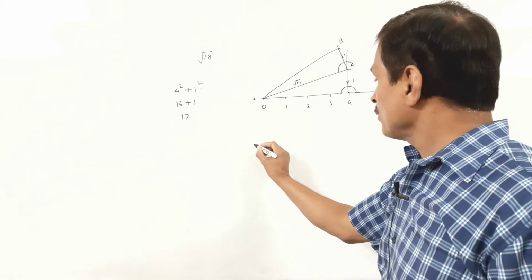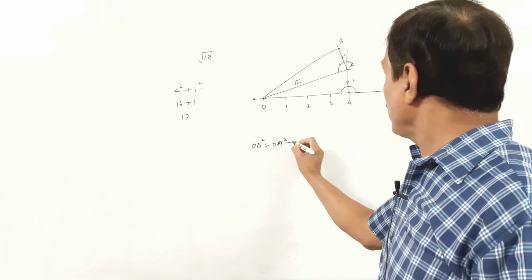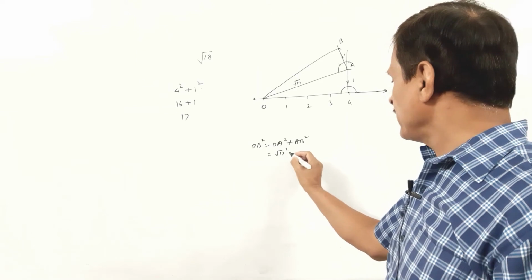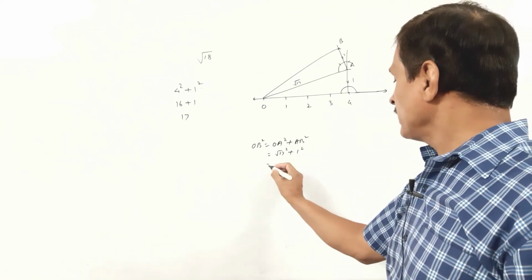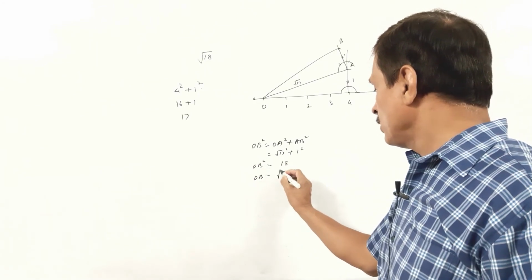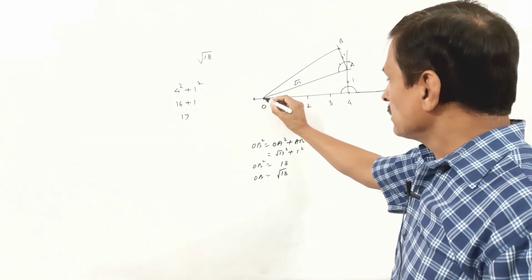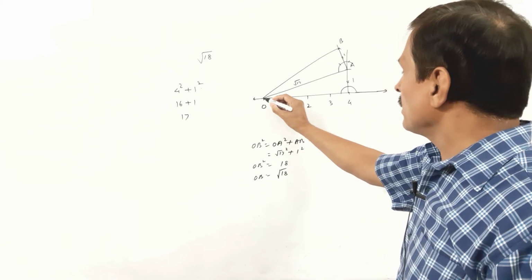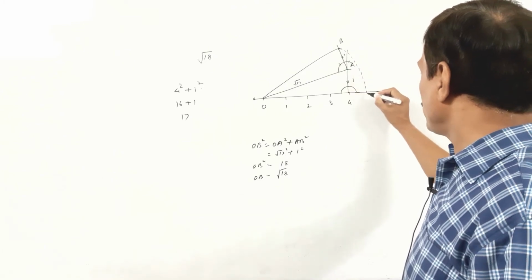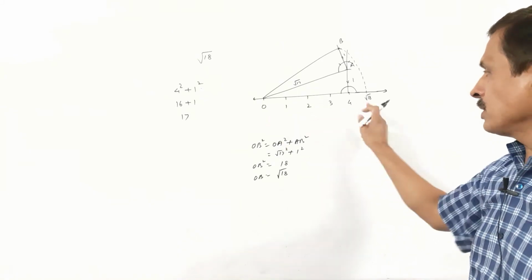So OB is equal to, we know OB square is equal to OA square plus AB square. So this is root 17 square plus 1 square, that is 18. So OB square is equal to 18, or OB is equal to root of 18. Now we use compass to cut an arc of radius OB and obtain a point on the number line that is root 18 in length from the origin.